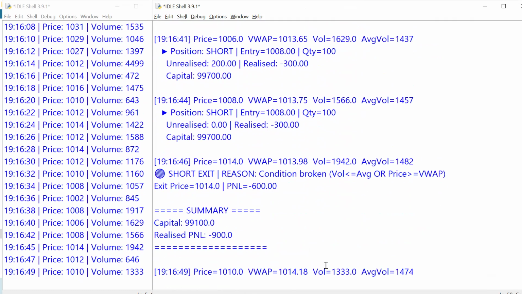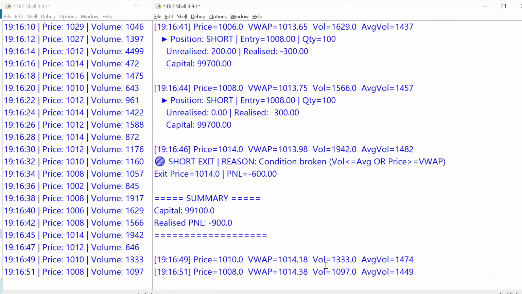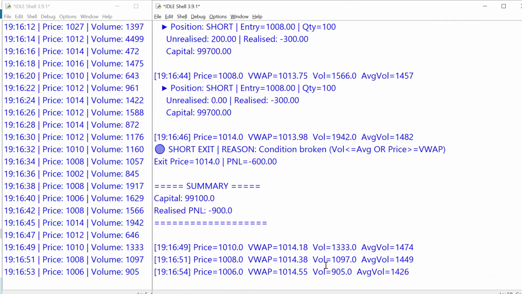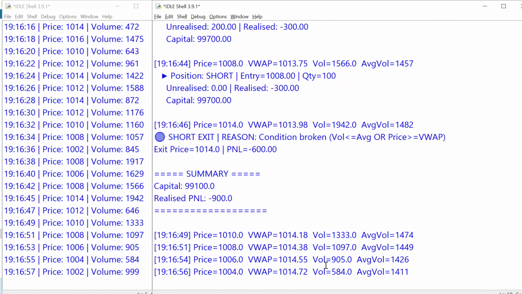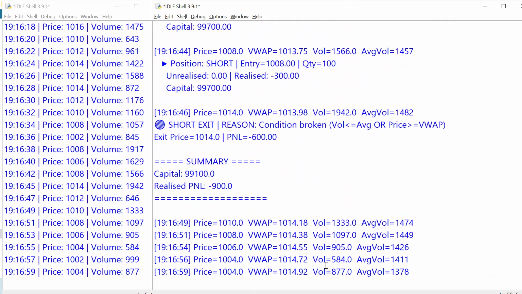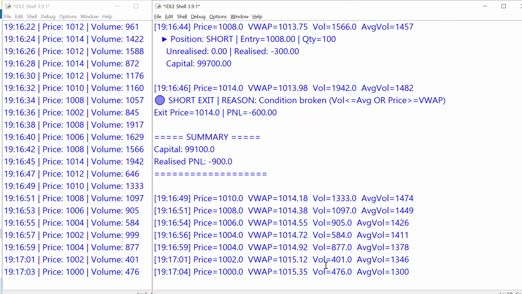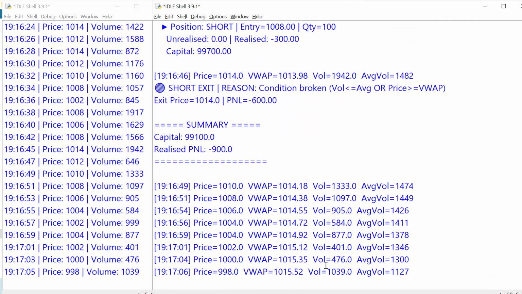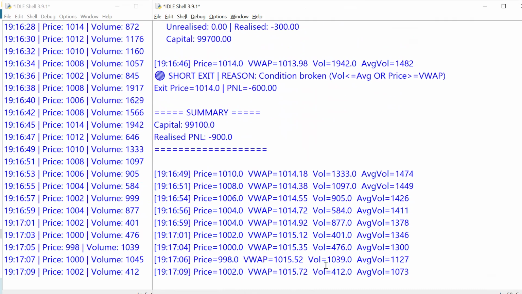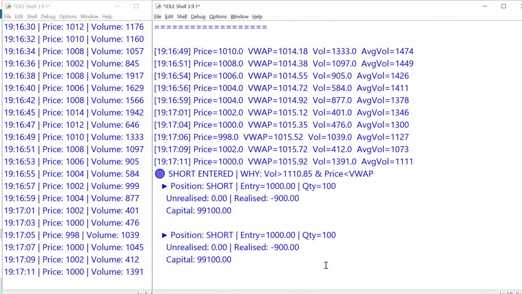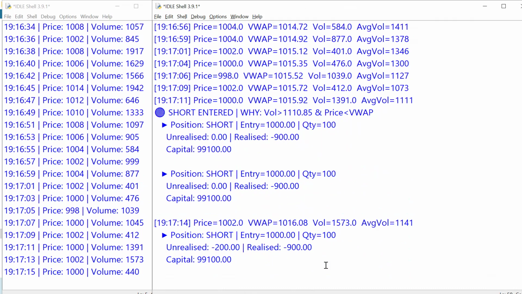We exit the short. It happens so dynamically. You can see it's happening so dynamically. The volume has to be greater than the average volume. The price is checked with the VWAP, and based on that, it is going to trade. I'm waiting for the trade to happen. It has taken a short position.